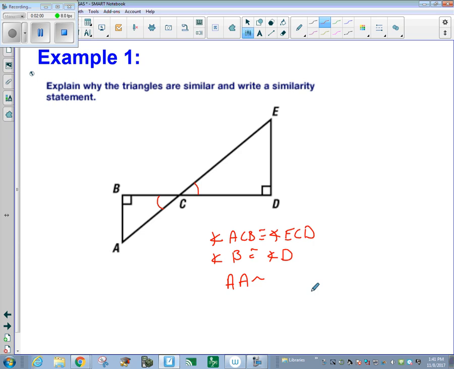With that being the case, to write a similarity statement, it's going to look something like this. It looks very similar to a congruence statement, but we're leaving out the equal sign. So triangle ABC, and again, order is going to matter. So ABC has to be EDC, and this is our similarity statement for this pair of triangles. So we proved that they were similar, and then we wrote a similarity statement.